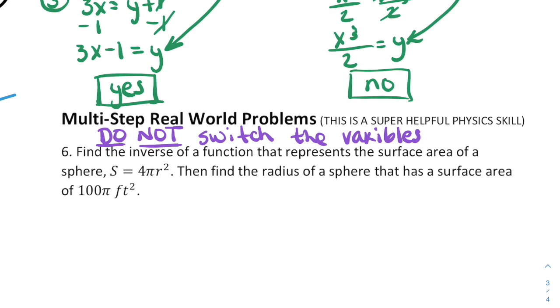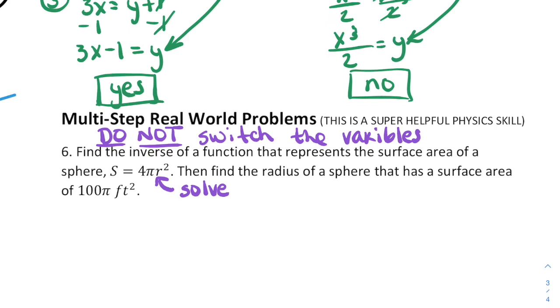So let's take a look at an example. We want to find the inverse function that represents the surface area of a sphere. So surface area of a sphere, S, is equal to 4 pi r squared. So think about that for a second. If you switched around the r and the s, then suddenly r would stand for surface area and s would stand for radius, and that doesn't make sense. Don't switch the variables. But what we are going to be doing is solving for r.